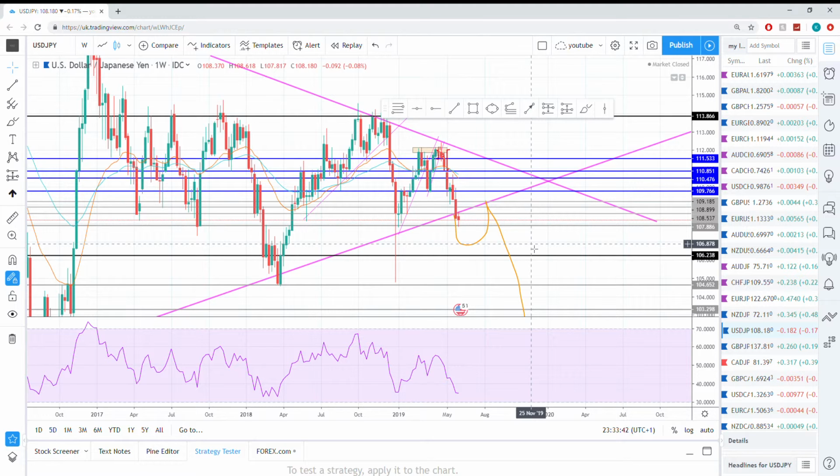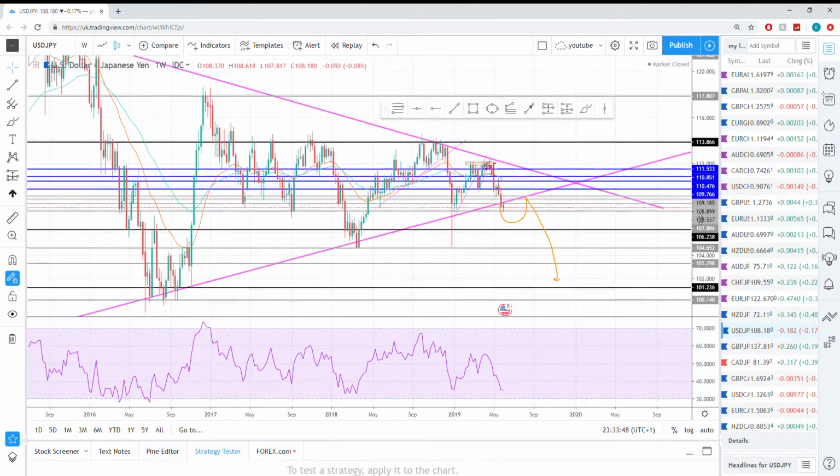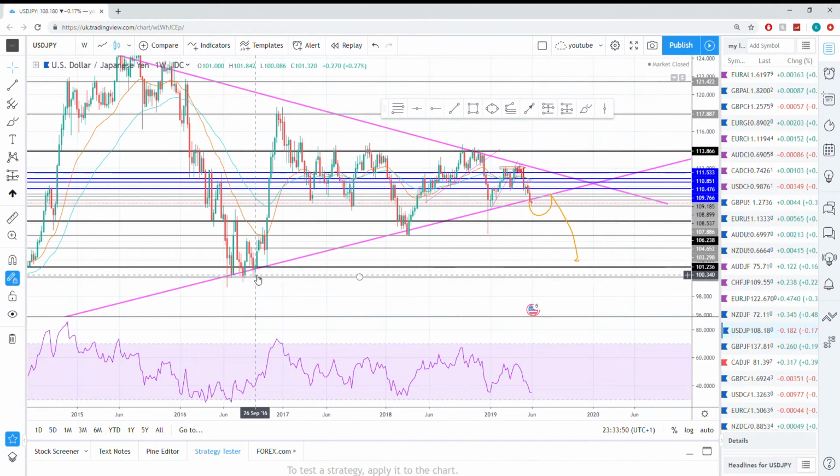So we're currently looking at the weekly time frame, and just to quickly go over where we are. This is a very widespread view of what's happening since 2015. We're currently in this sort of wedge pattern here, and it's indicated in the purpley pink line.